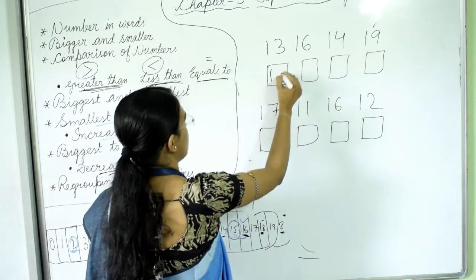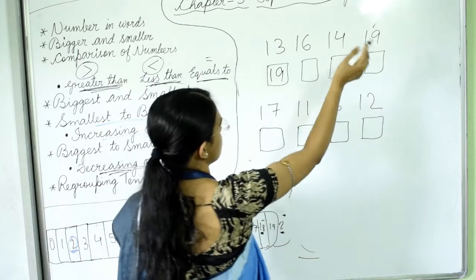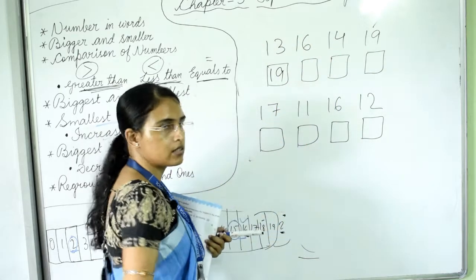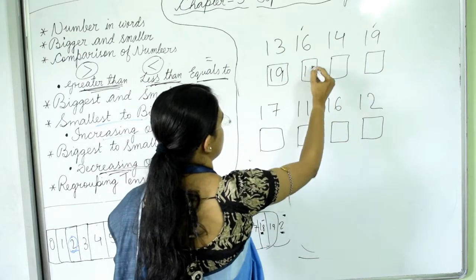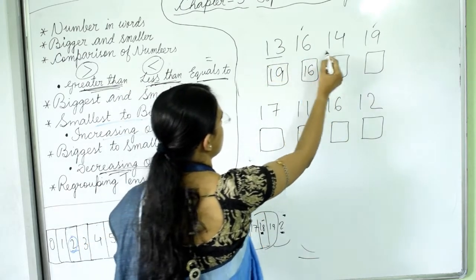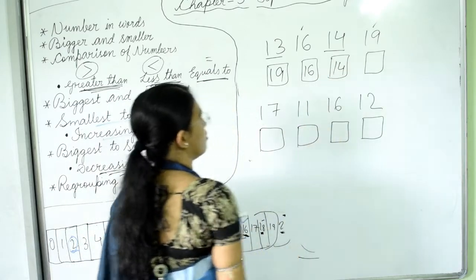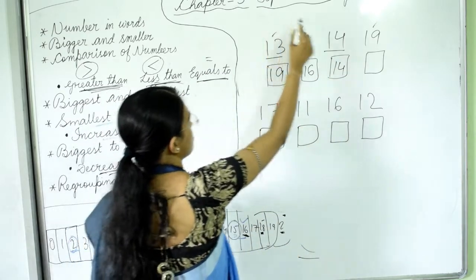19. So you have to write here 19. Then after this 13, 16 and 14. Among these 3 numbers, which one is the biggest number? 16. So write here 16. Then among these 13 and 14, which one is the biggest number? 14. So we have written 14 and at last 13.